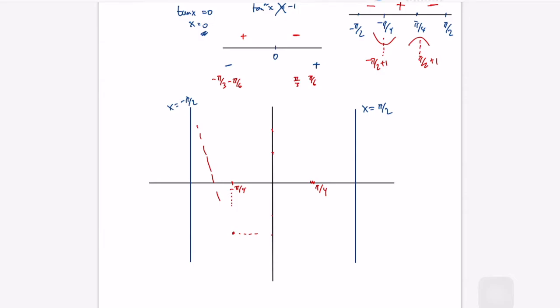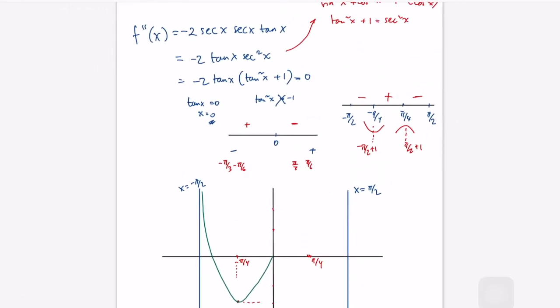So let me draw for you guys. Okay, so let me change the color. Okay, there we go, and then it will go up until 0. Okay, this will be the inflection point. Okay, I forgot to mention this was the inflection point.